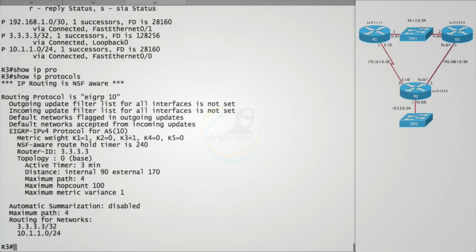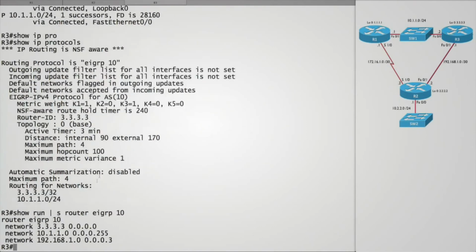How do we fix it? Well, the network statements were actually correct, so I'm going to make a copy of those network statements. Let's do a show run, pipe to section router EIGRP. It was 10 on this router. Just so I don't have to type these commands in again, I'm going to copy the network statements.